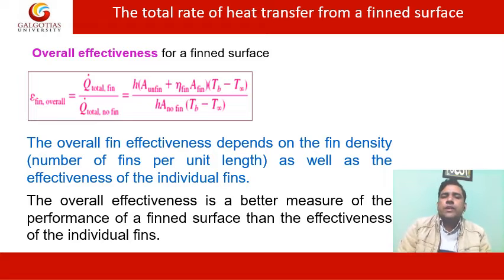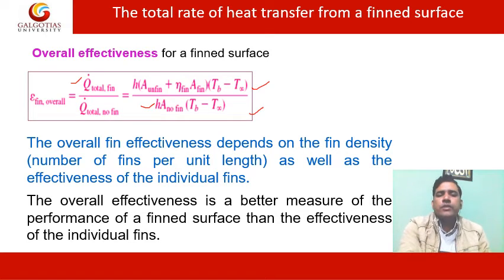So the rate of heat transfer from a finned surface, as you can see, this is the overall effectiveness of a finned surface, that can be given by this relationship where Q dot represents the total finned. So it actually represents the finned surface as well as the non-finned surface as part of the surface. Okay, so this is the total heat transfer when the fin is applied, and this is the heat transfer because of convection when there is no fin.